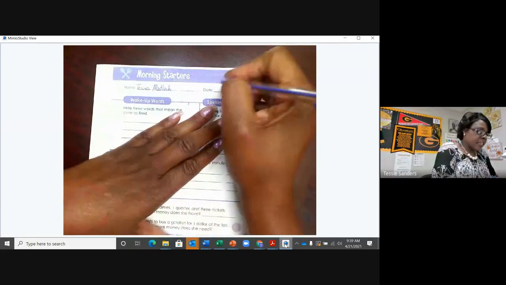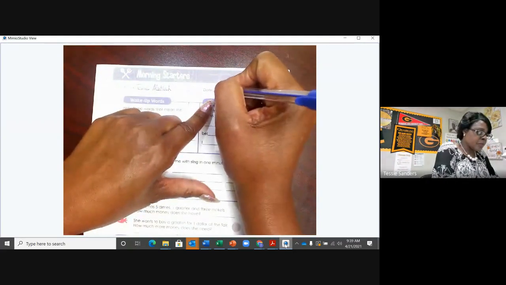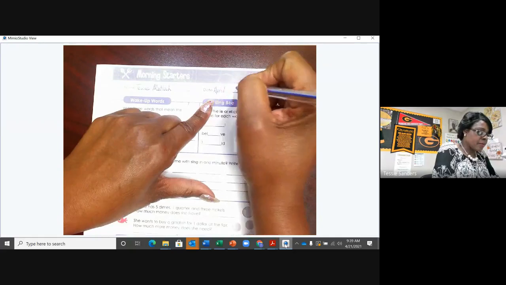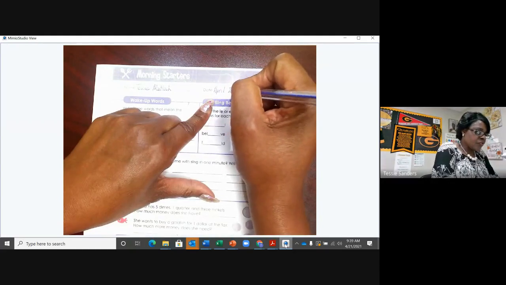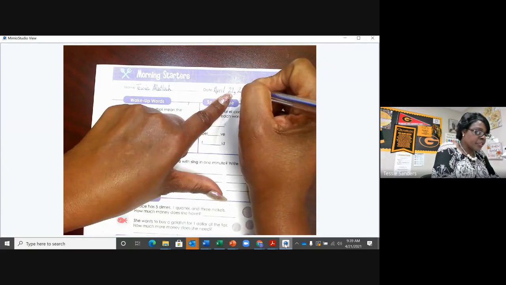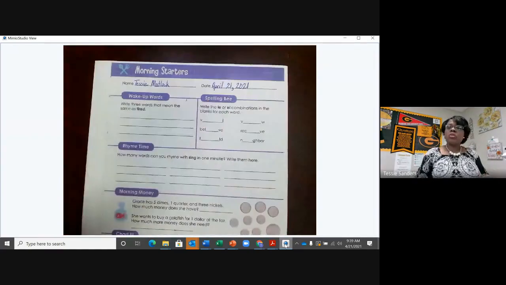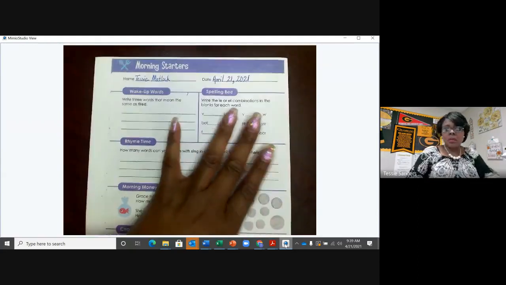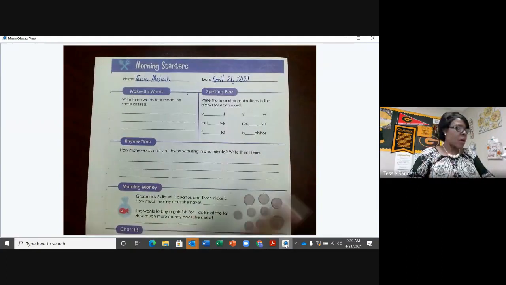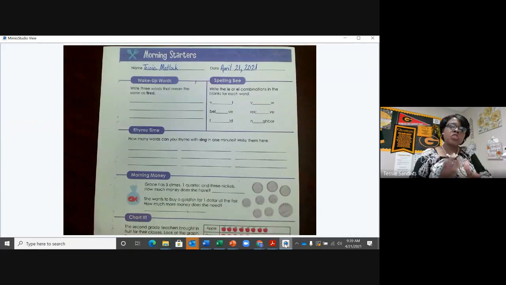Example, this date is April, capital A, lowercase p, R-I-L, 21st, write those numbers correctly and neatly, comma, 2021. So I won't speak terribly slowly in this session, like for our beginning language learners. My speech will be a little bit more moderate. Fair enough?